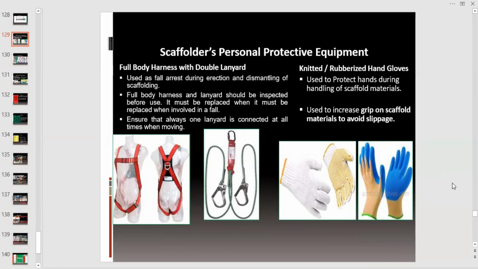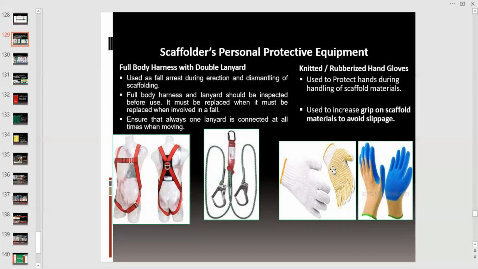I'm going to give you now the scaffolder's personal protective equipment: full body harness with double lanyard. This is the double lanyard and this is the full body harness. Full body harness with double lanyard is used as fall arrest during erection and dismantling of scaffolding. Full body harness and lanyard should be inspected before use. It must be replaced when involved in a fall. Ensure that always one lanyard is connected at all times when moving.